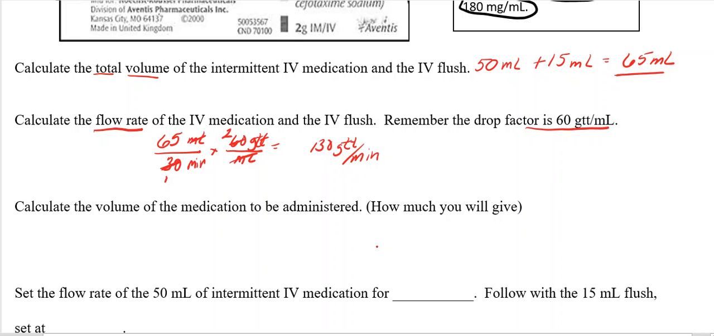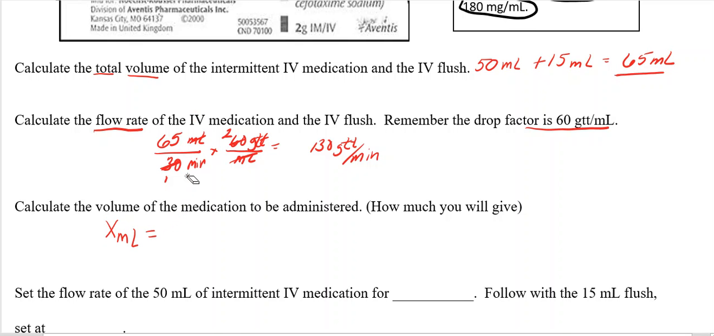And then calculate the volume of medication to be administered. This is where, how much am I going to give the patient? The volume is how much I'm going to put in the volume control chamber, but it's also the way you find how much you're going to give your patient. You're looking for milliliters. You go with your doctor's orders. I'm not going to write this out.